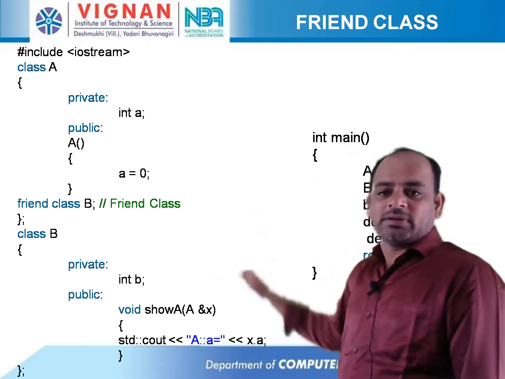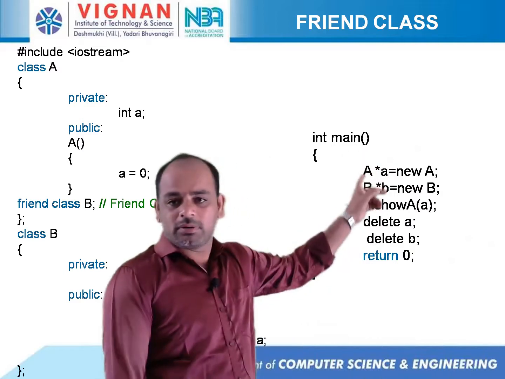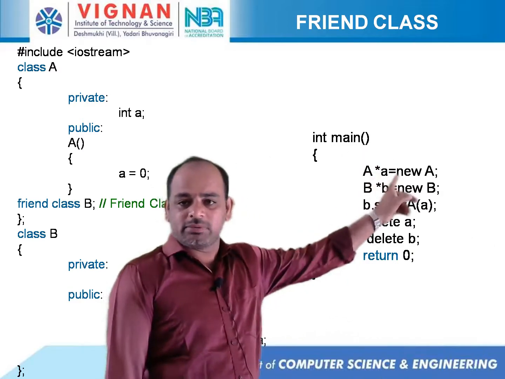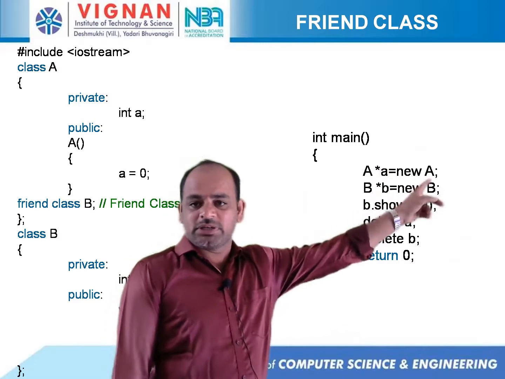So this is about the friend class. And now we can create an object pointer to the class: pointer object A equal to A. This is the object pointer. Object A is created.